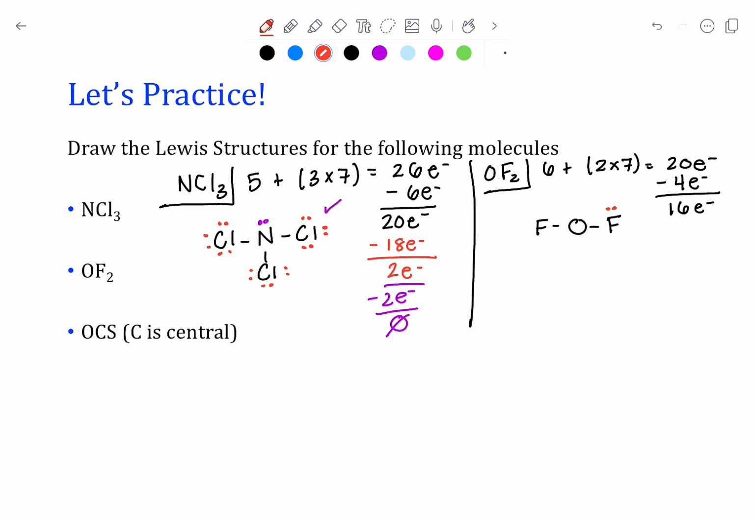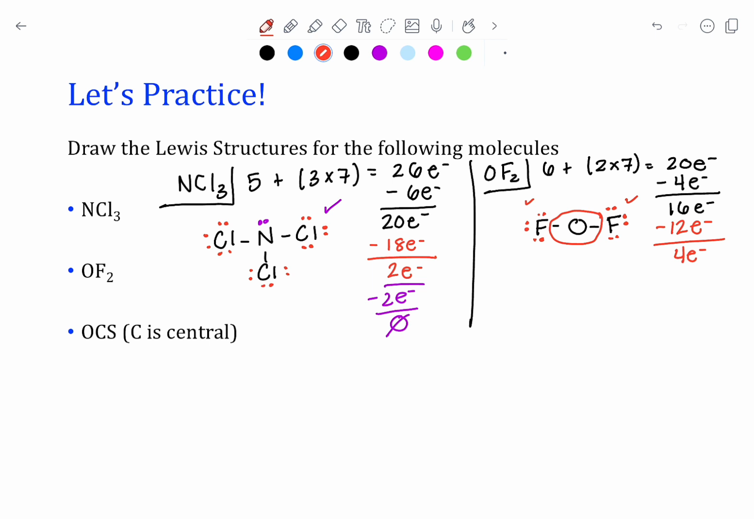So I do 1, 2, 3, 4, 5, 6, 7, 8, 9, 10, 11, 12. So I used 12 electrons to complete the octet of my fluorines, and I'm left with 4 electrons. My fluorines both have their octets, but my oxygen does not. I only have 4 electrons around the oxygen right now.